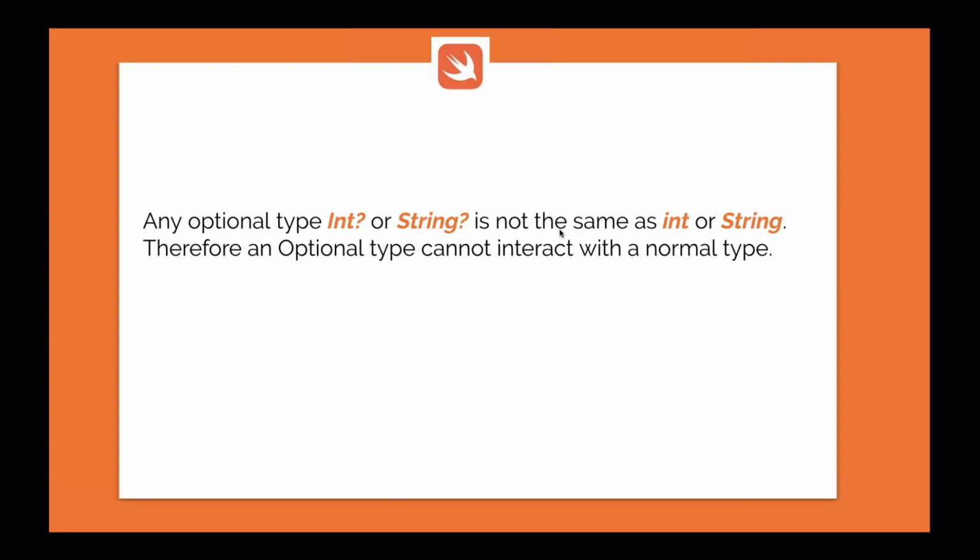Therefore an optional type cannot interact with a normal type. This is the only condition. When you create an optional variable, it can't interact directly with another variable. If it is an optional, it can interact with an optional variable only. In order to interact an optional variable with a non-optional variable, you have to write some special code.